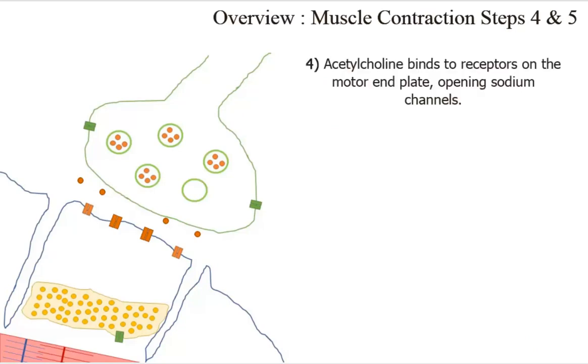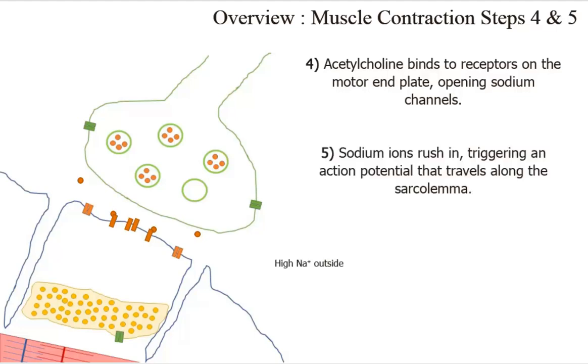So with step 4, the acetylcholine is going to bind to the acetylcholine receptors on the motor end plate, and these receptors are ligand-gated ion channels that allow sodium and potassium to pass through, but for ease of explanation, we're going to only focus on sodium. So these channels open, so think of these as being sodium channels.